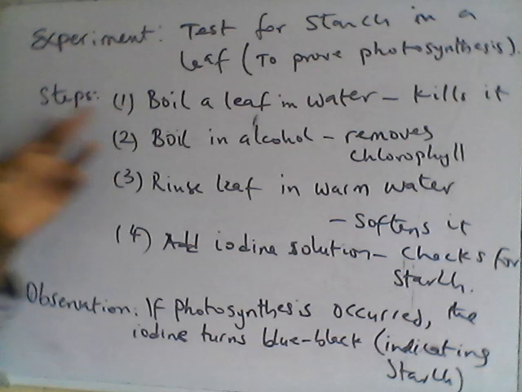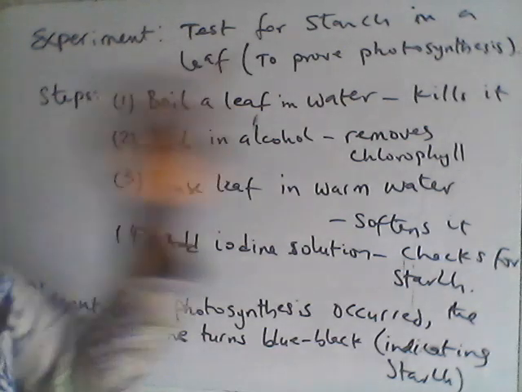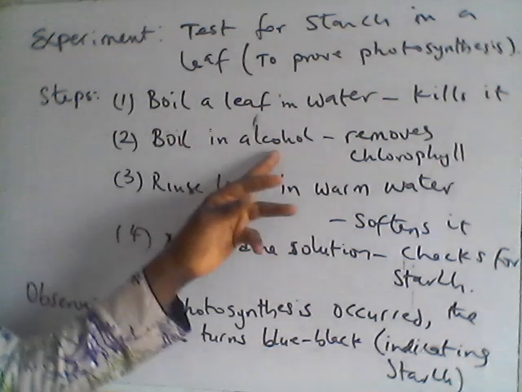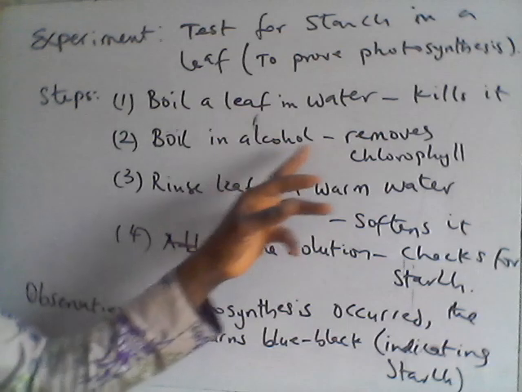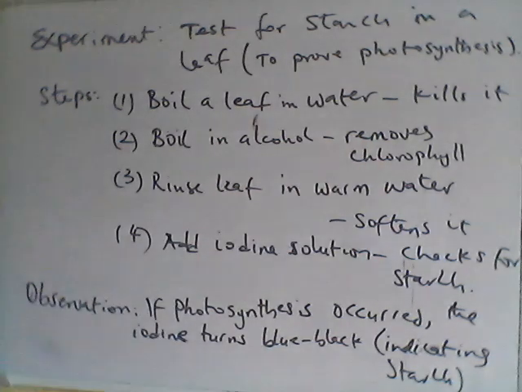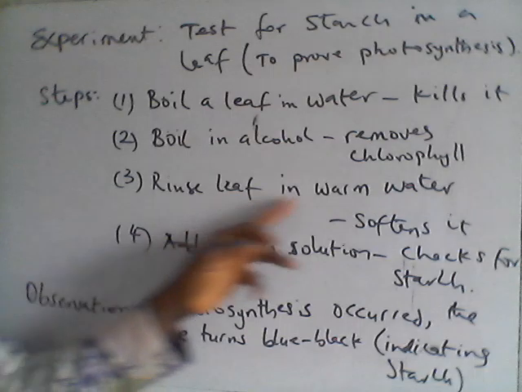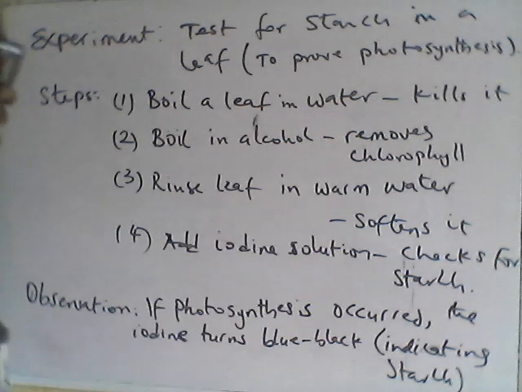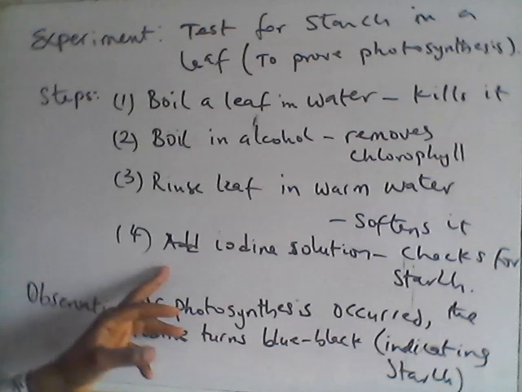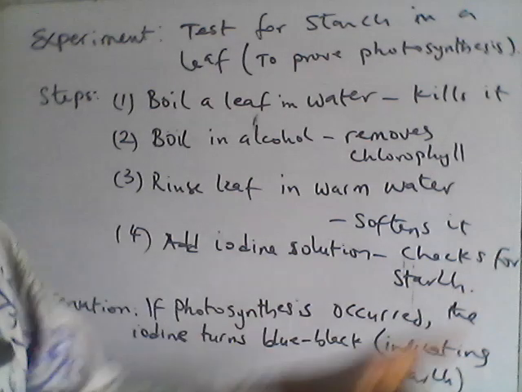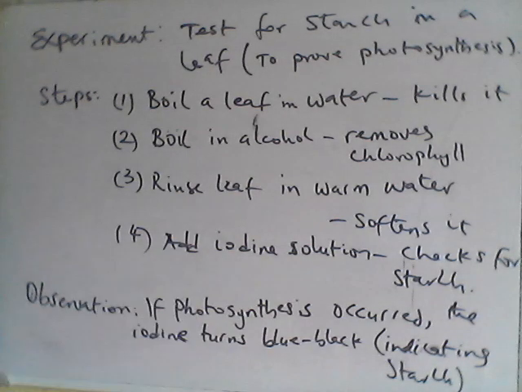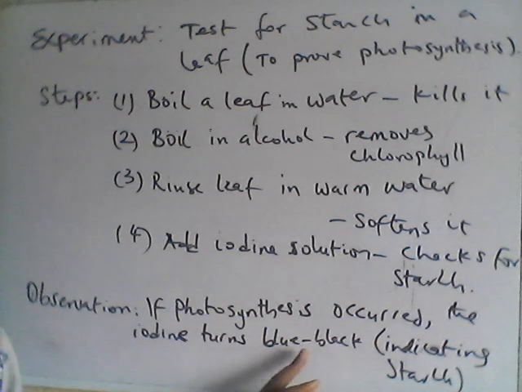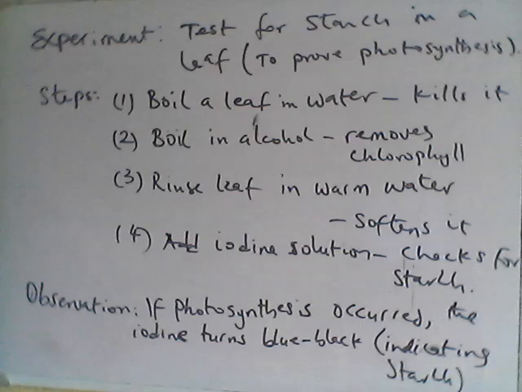The first step is to boil a leaf in water. So that boiling kills it. Secondly, boil in alcohol. Boiling in alcohol removes chlorophyll. Thirdly, rinse the leaf in warm water. This process will soften it. And number 4, add iodine solution. This checks for starch. So when we add iodine solution, what happens? If photosynthesis had occurred, the iodine turns blue-black, indicating the presence of starch.